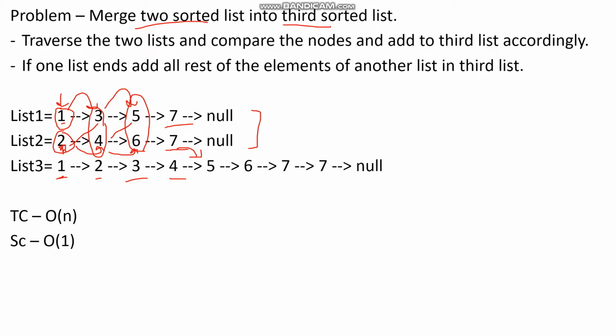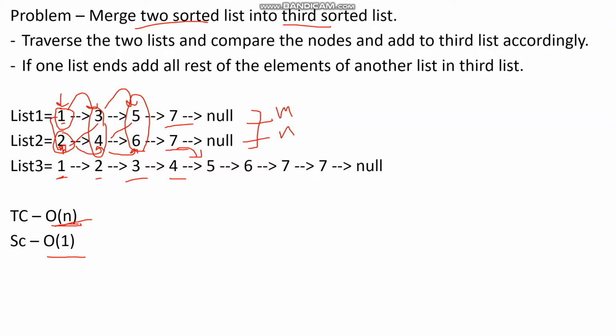So the complexity of this solution will be O(n) because we are traversing both the lists at a time. Whichever list has the greater length, the complexity will be according to that. So if linked list 1 has length m and linked list 2 has length n and m is greater than n, then our time complexity will be O(m), and space complexity will be O(1) because we are not storing any data elements while traversing.